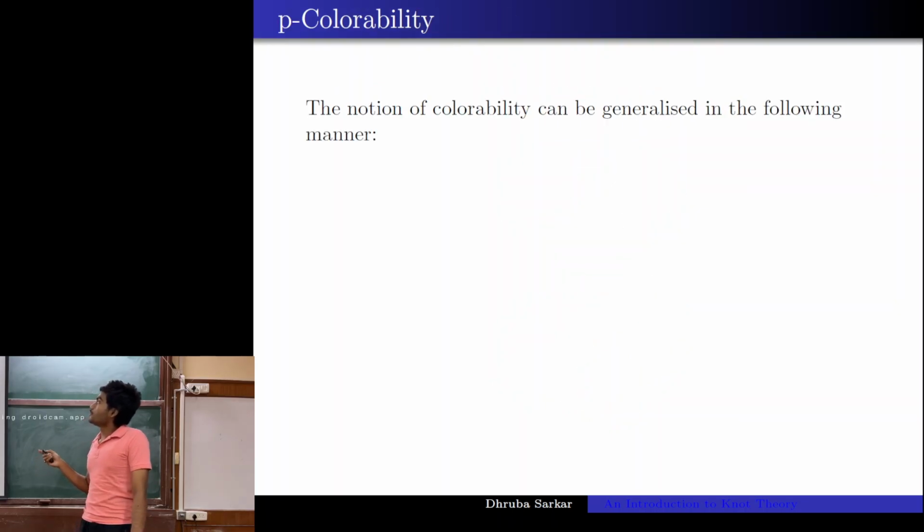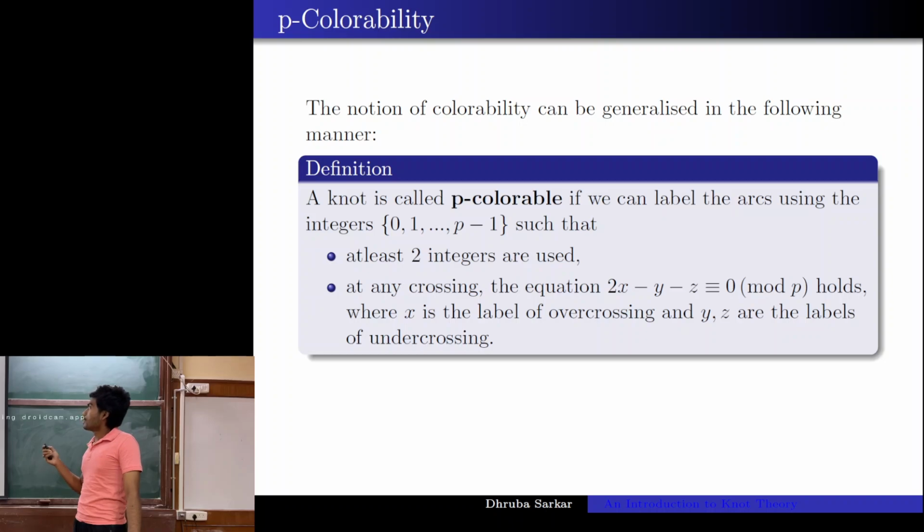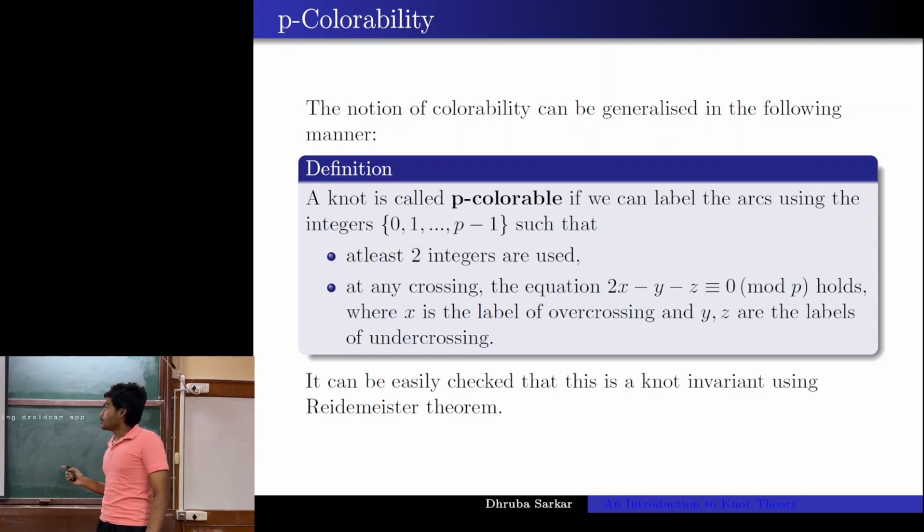And now you can generalize this notion of colorability in the following manner. It's called p-colorability. A knot is called p-colorable if you can label the arcs using the integers 0, 1 till p minus 1 such that you use at least two integers, very similar to colorability. And at each crossing, this equation holds mod p, where x is the label of the overcrossing arc and y and z are the labels of the undercrossing arcs. This can also be checked to be a valid knot invariant using Reidemeister's theorem. Just check it with the three Reidemeister moves.